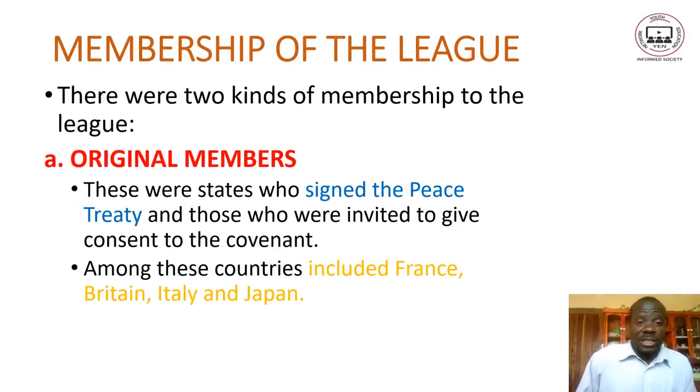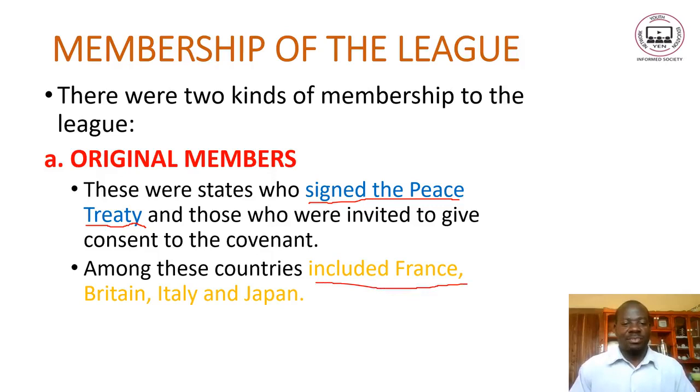On the membership of the League, there were two kinds of membership. One kind was the original membership. The original members were the ones who signed the peace treaty, who were there at the Versailles Treaty. Among these we had France, Britain, Japan, and Italy. So these four were the original members of the League.